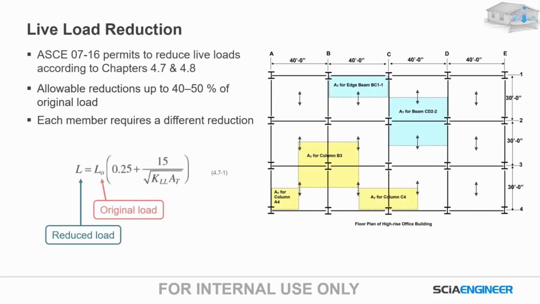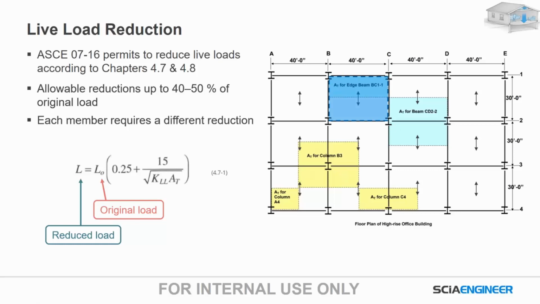Each member requires a different reduction. That's why this is a really complex thing, even though it's easy to do by hand because visually it makes sense with tributary areas. It really requires some heavy computing because everything has to be done on its own. Here you can see the equation. We've got the original load, some factoring, and this K_LL factor is based on what type of element it is. If it's a column or a beam, or an interior beam or an exterior column, that K_LL factor changes. And then this is the tributary area, and you can see these tributary areas being calculated.